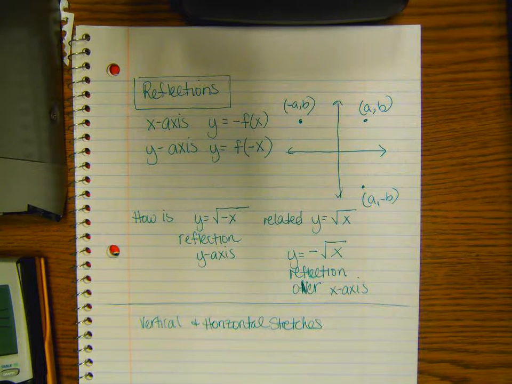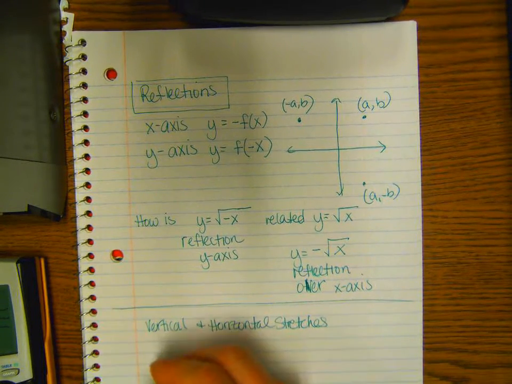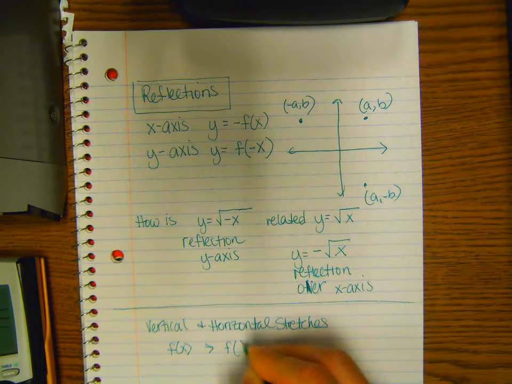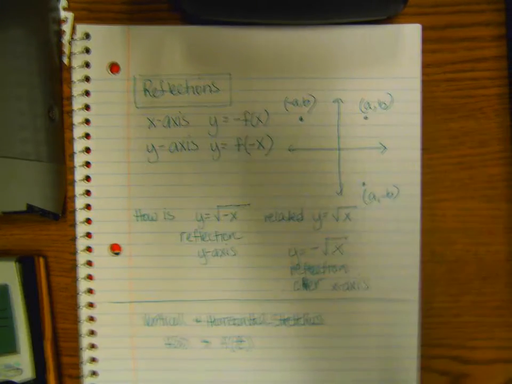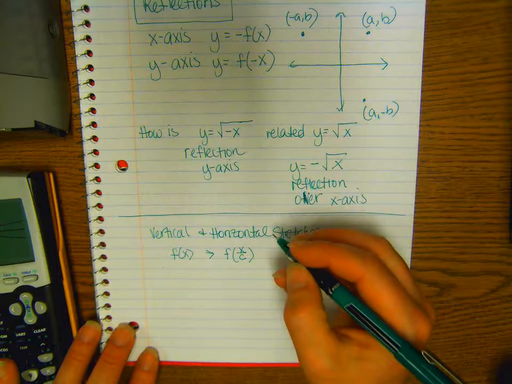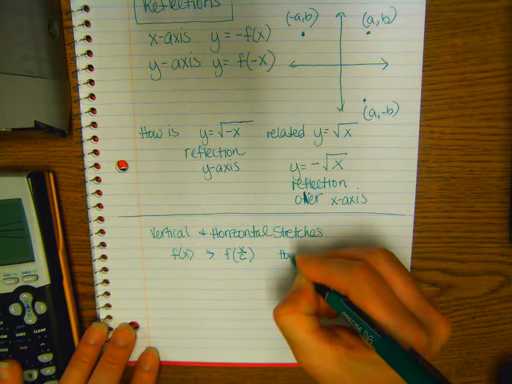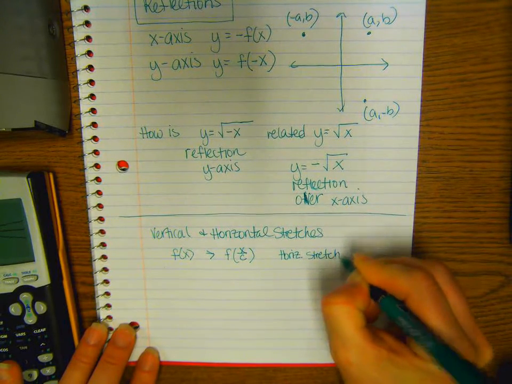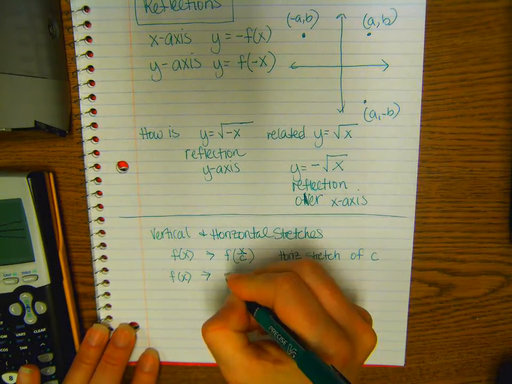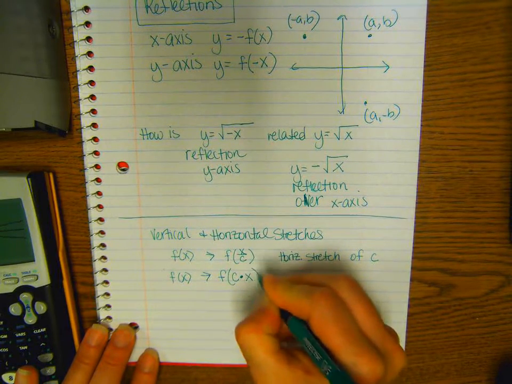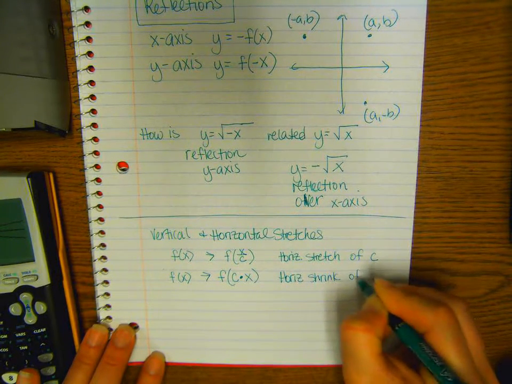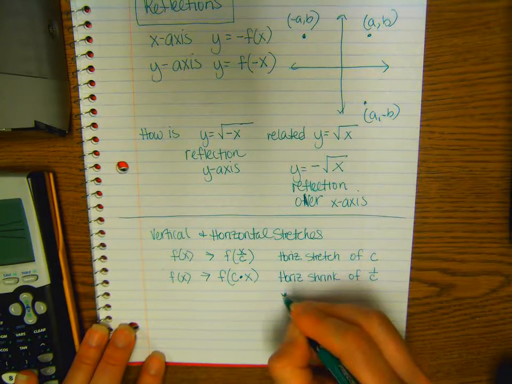So I'm going to say then, when I have a function f of x, and in the function I do x divided by c, we're assuming c is a whole number, okay? Then what that does is actually a horizontal stretch of c. If in a function we have c times x, that is actually a horizontal shrink of 1 divided by c. Again, we're assuming c is greater than 1 here, the whole number greater than 1.